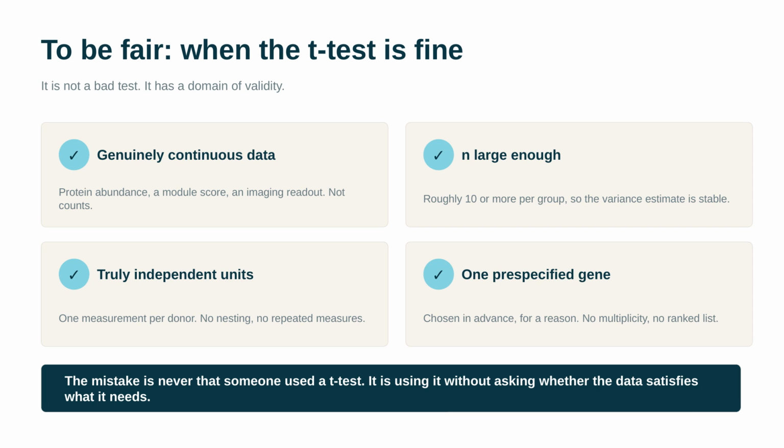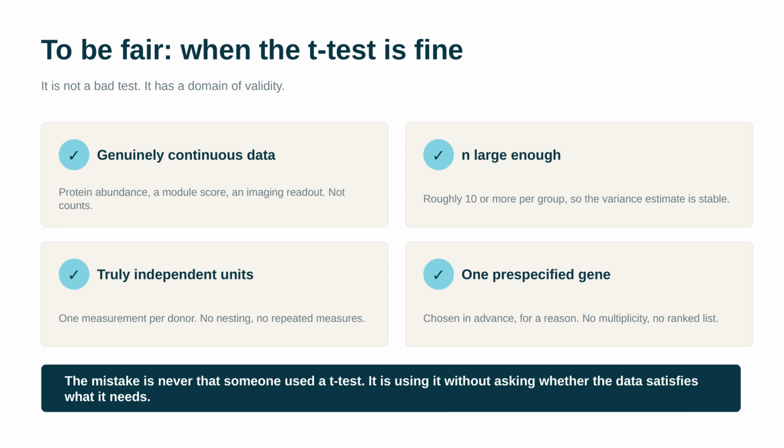So to be fair to the t-test, when is it actually fine? It is fine when your data is genuinely continuous rather than counts. Think protein abundance from mass spectrometry, or a module score, or an imaging readout. It is fine when your n is large enough that the variance estimate is stable, which in practice means more than about 10 per group. It is fine when your observations really are independent, 1 measurement per donor. And it is fine when you are testing one gene, chosen in advance, for a specific reason.